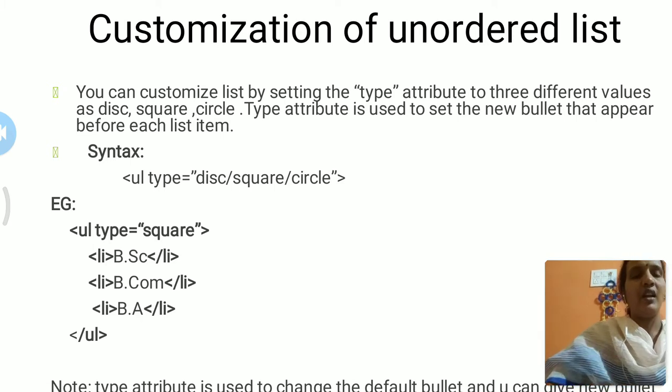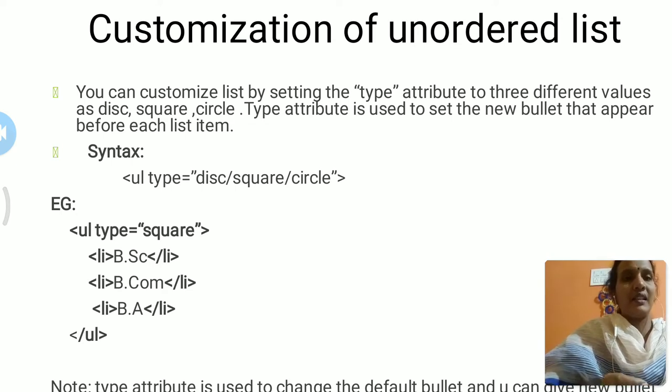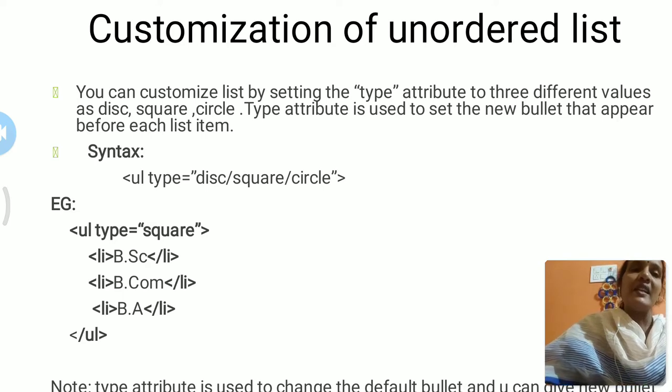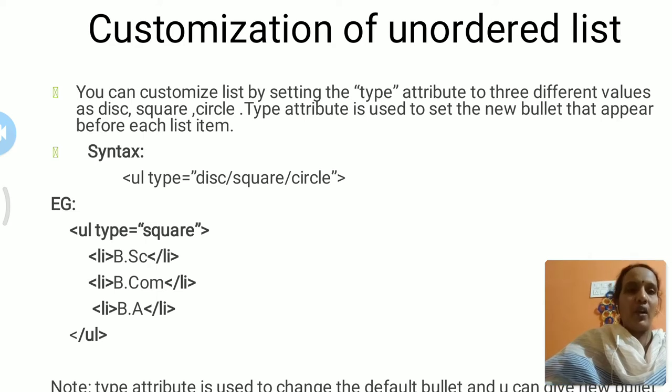Example, as I said before, whenever you display list items using an unordered list, before the list item, what will you get? A disk. By default, you get a disk. But if you don't want a disk and want to display a rectangle or square instead, then you are changing the default bullet. That process is called customization. Customization is the process of changing the default bullet.